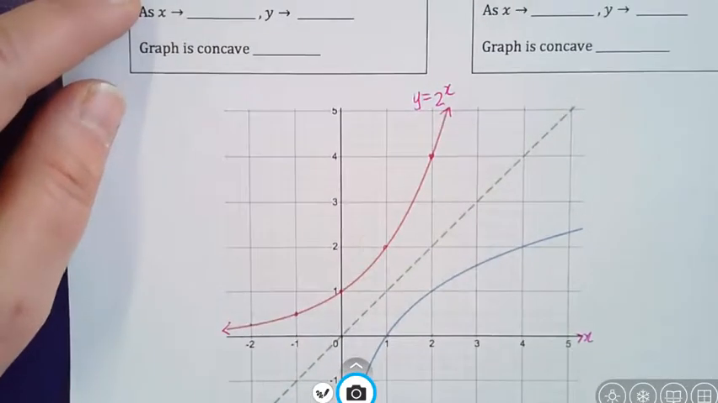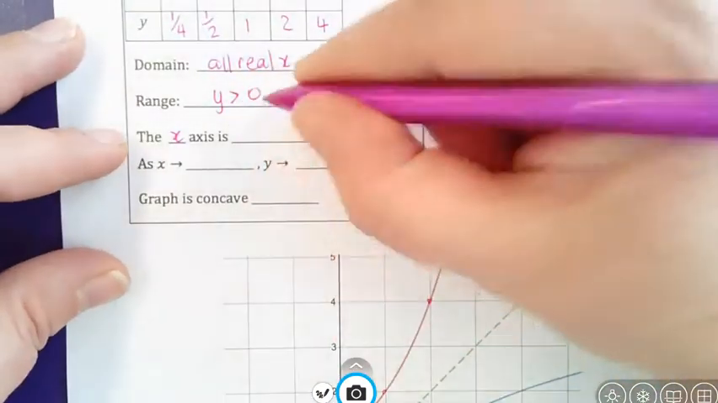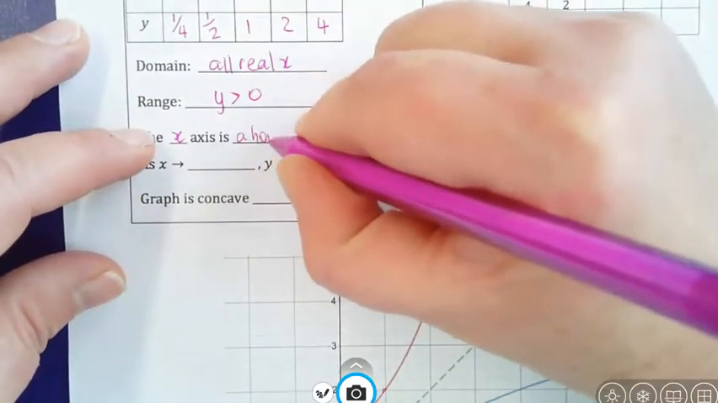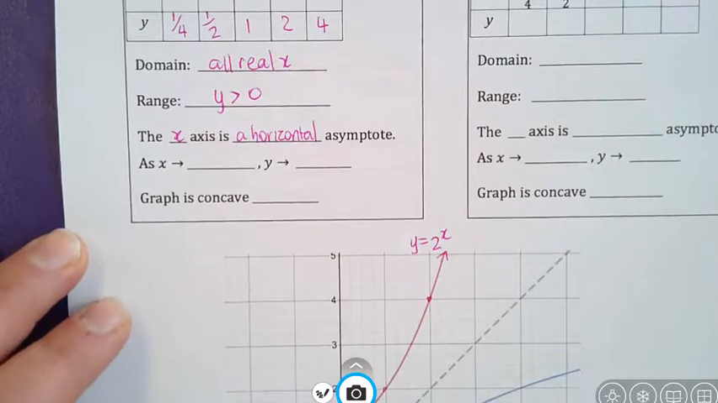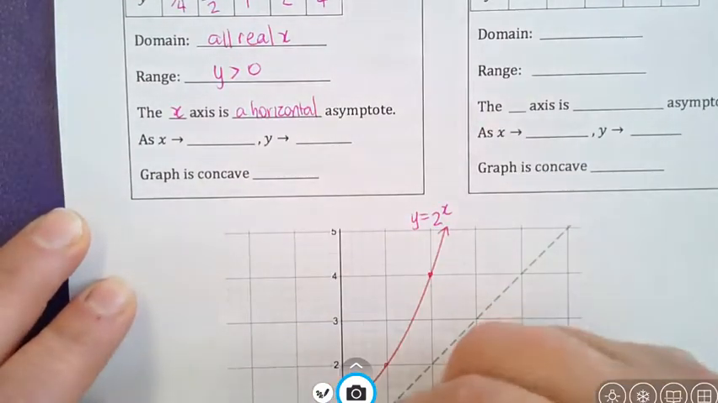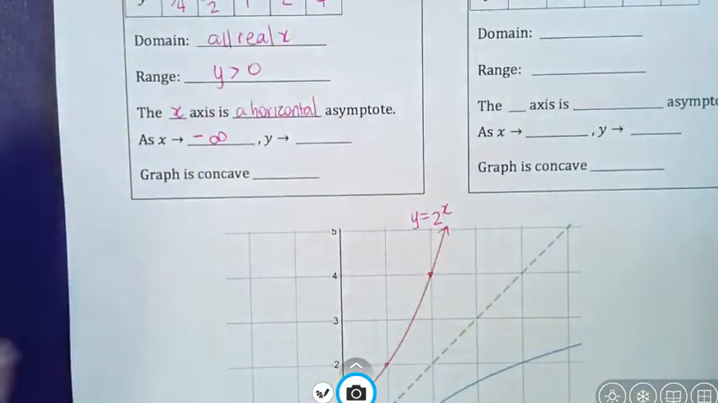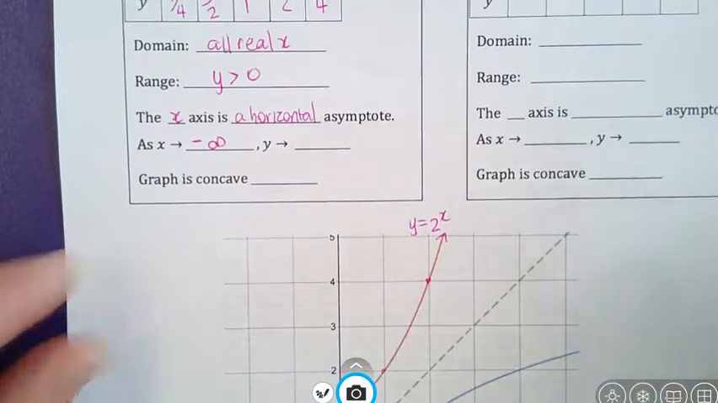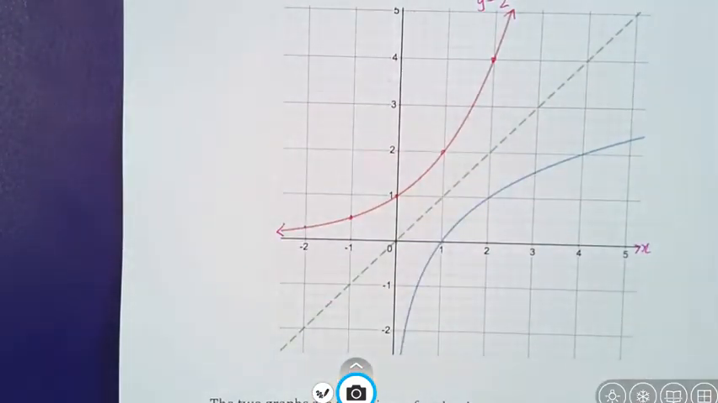Now, which axis is an asymptote? Yes, the x-axis, it's actually the negative x-axis, but that's fine. The x-axis is a horizontal asymptote. As x approaches, with the asymptote, as x approaches what? Negative infinity. So as x approaches negative infinity, we'll just do this one first. As x gets really large in the negative direction, what happens to the value of y? It gets closer and closer to 0.